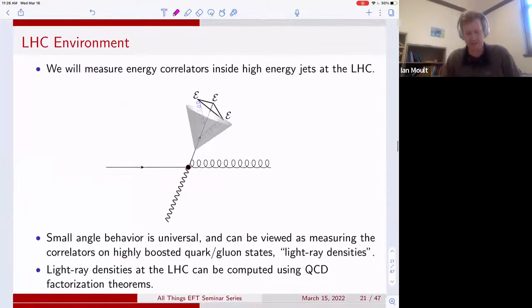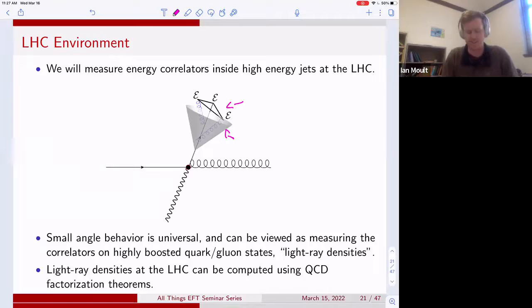And so just as a little aside for interpreting some of the plots later, we will always measure these correlators inside high energy jets at the LHC. So for example, shown like this. Although I won't discuss all the details of how one actually calculates them, including the jet algorithm, the basic idea is that at very small angles, you'll still get a completely universal behavior. But of course, as you move these to be bigger, eventually you'll hit the side of the jets, and then you'll get a non-universal behavior.